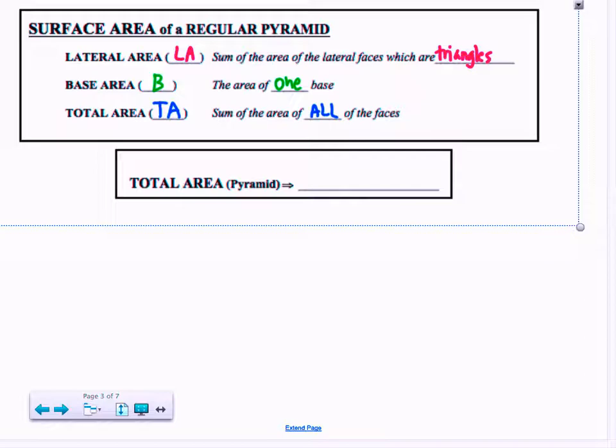And what would be my total area formula for a pyramid? If you thought to yourself that total area should be the lateral area plus just the B, you're right. Because remember, pyramids only have one base, where prisms have two.